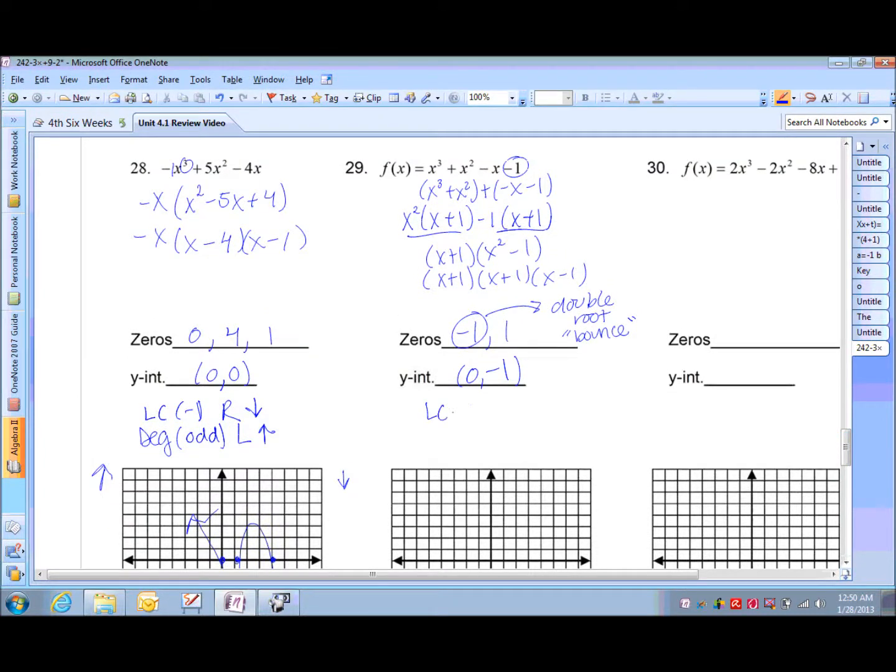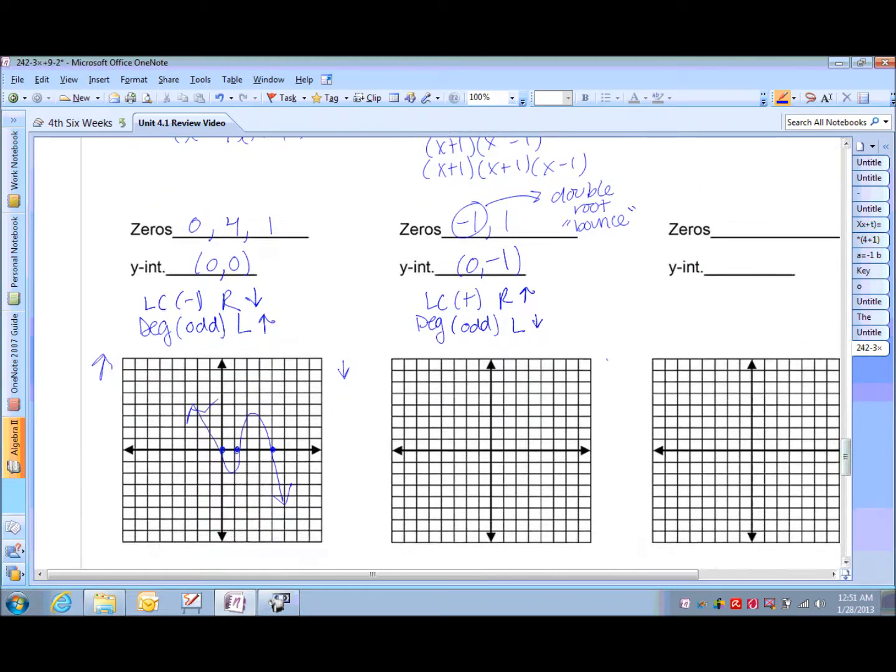Okay, our leading coefficient is positive 1, so it's positive. If you look right there, it's positive 1. So our right tendency is going to rise. Our degree is 3, so that's odd. So the left tendency is going to be opposite from the right, so our left tendency is going to go down. I plot my zeros and my y-intercept. So there's 0, negative 1. There's negative 1 and 1.